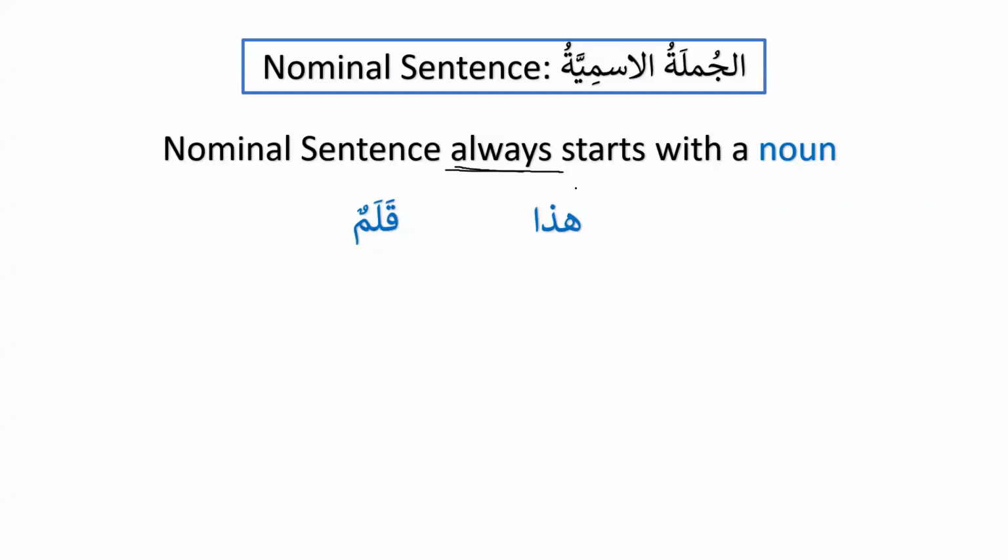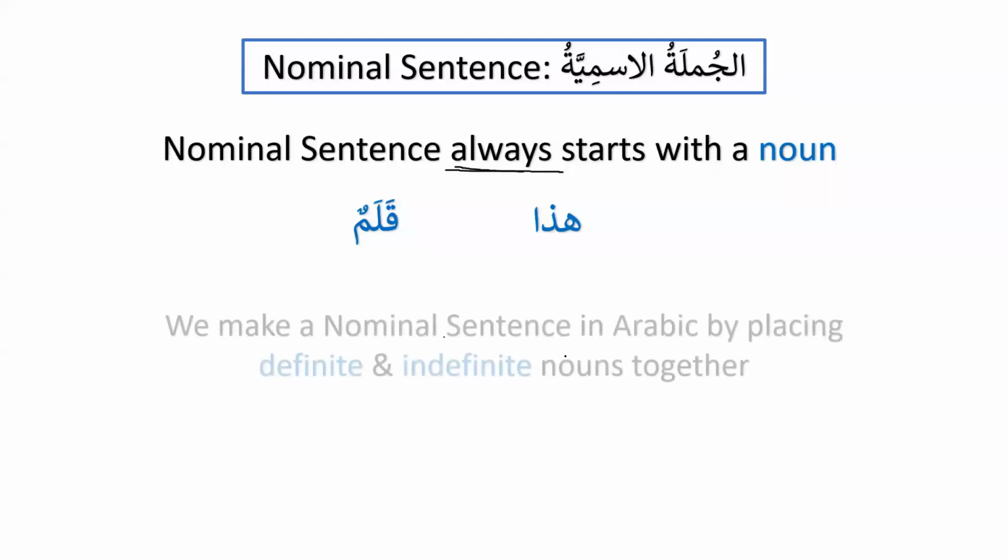So we put two nouns together, and what do we get? We get a complete sentence. For example, hada is a noun, qalamun is a noun. Now, hada qalamun, hada this, qalamun a pen. Is it a complete sentence? It doesn't make any sense. Hada this, qalamun a pen. So in English, we don't really get a complete meaning.